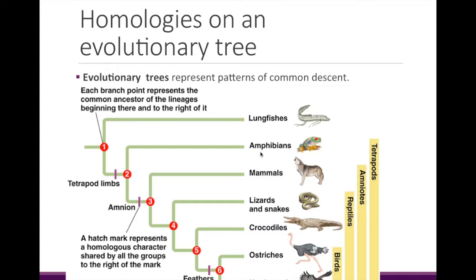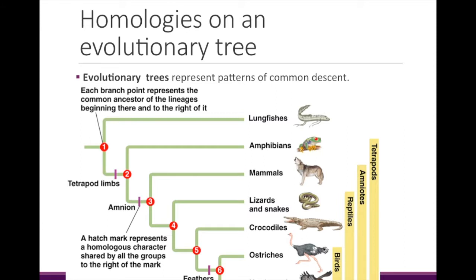So if you look at the tree, all of the organisms after this branching, amphibians, mammals, snakes and lizards, crocodiles, ostriches, and birds, all have 4 limbs. Whereas the ones that branch off before this trait develops, the lungfish, don't have 4 limbs, and so they're not considered tetrapods. Traits that have evolved more recently are shared with fewer groups. For example, a recent trait is feathers, which is only shared amongst the groups that have ancestors from there, ostriches, hawks, and other birds.